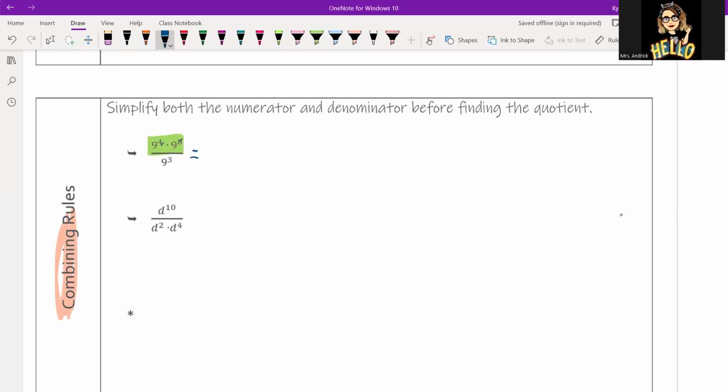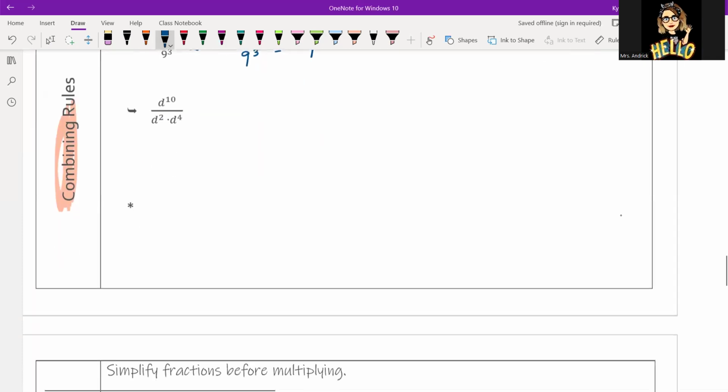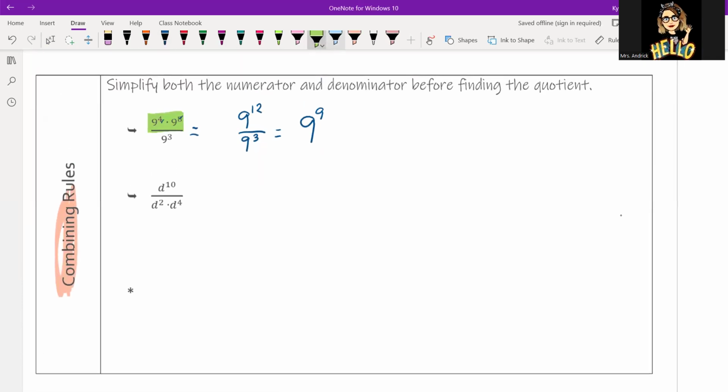So that's adding these. So 8 plus 4 is 12 over 3. And now we subtract. Again, we leave the base. 12 minus 3 is 9. That's my answer. Okay, so can you pause real quick and try this one? So pause really quick and try that one.